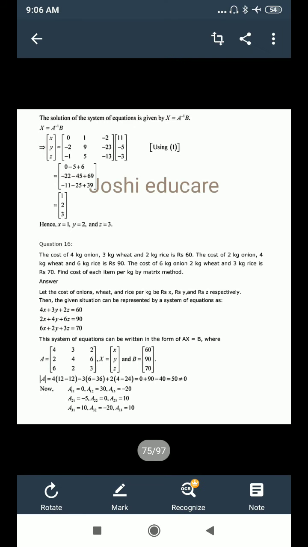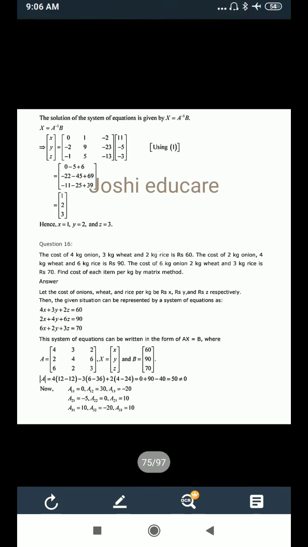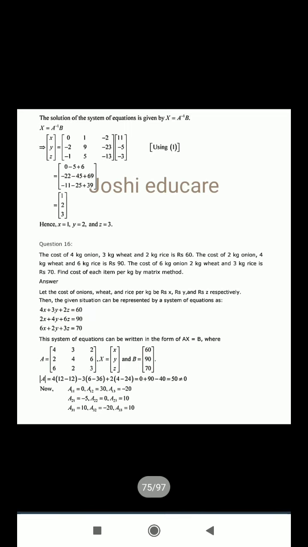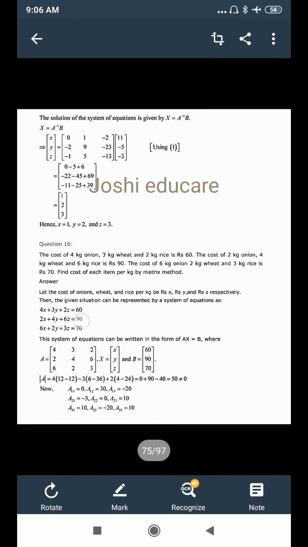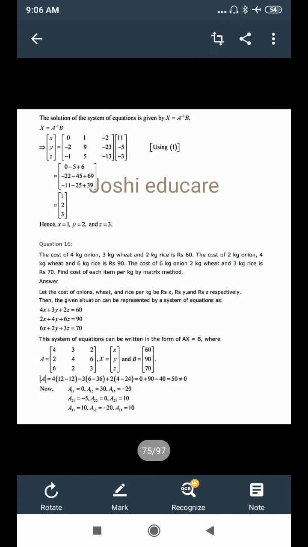So we'll form three equations. It will be 4x plus 3y plus 2z equal to 60. That is equation number 1. Similarly, 2 kg onion, 2x plus 4y plus 6z equal to 90. That is equation number 2. And 6x plus 2y plus 3z equal to 70. This is equation number 3. You have to find the value of x, y, and z.